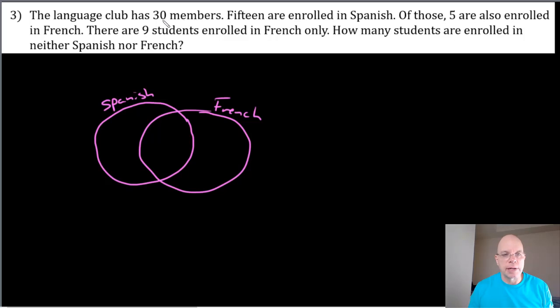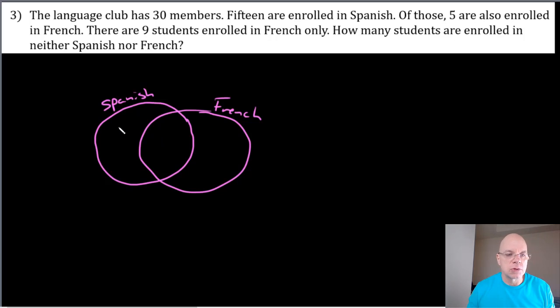I can't place that 30 anywhere because some of those 30 members will be taking Spanish, some will be taking French, some might be taking neither Spanish nor French. So we keep reading. 15 are enrolled in Spanish. That means that the sum of the two numbers in these two regions has to add up to 15, because some of those 15 students might also be taking French, and so I can't do anything with that number 15.